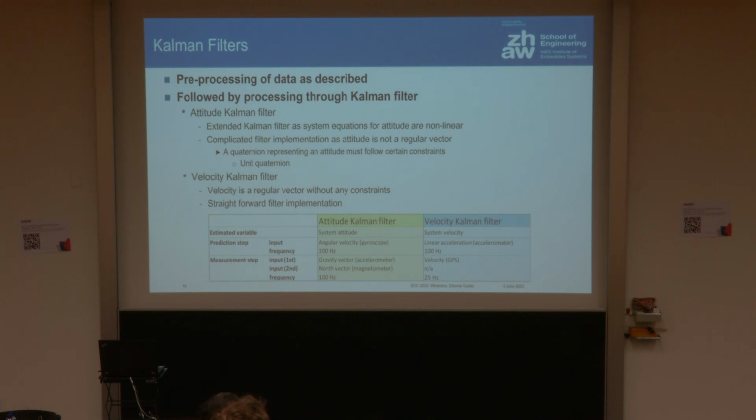For the attitude, we have inputs from the gyroscope. We have the two vectors that I mentioned, the gravity vector and the north vector. And what we get out is an accurate and fused signal for the system attitude. For the velocity, it's actually even simpler because this can be implemented fairly straightforward, since the velocity is a true regular vector where we don't need to consider any edge cases or special cases. So we have as an input the linear acceleration and the velocity from the GPS. And what we get out is an accurate signal for the velocity of the car.